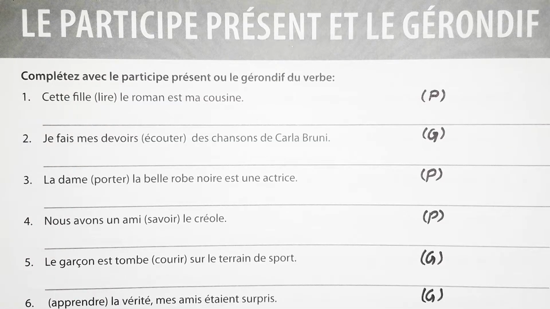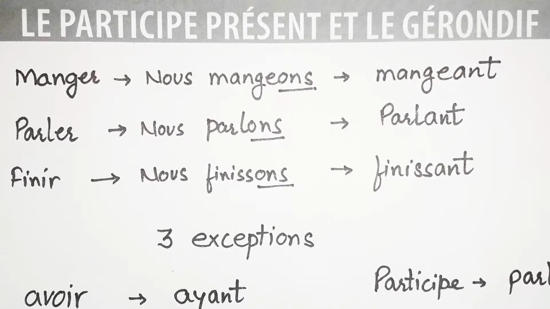We use it for the cause, reason, a previous action and a result. Okay, and then comes gérondif. Gérondif basically is used for the same subject when the same subject is doing two simultaneous actions. Okay, participe is sometimes also used as adjectives. Okay, so let's see the formation first.